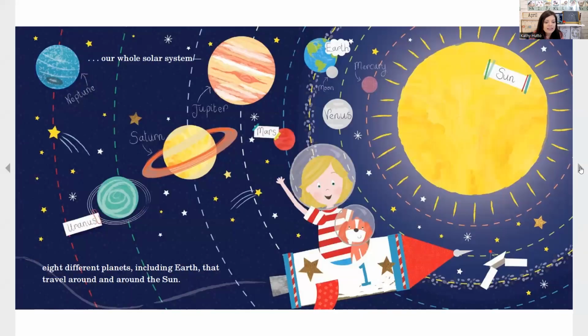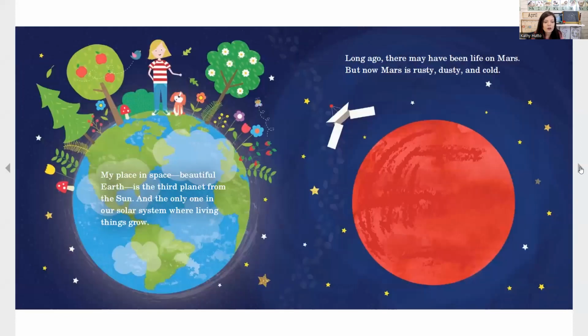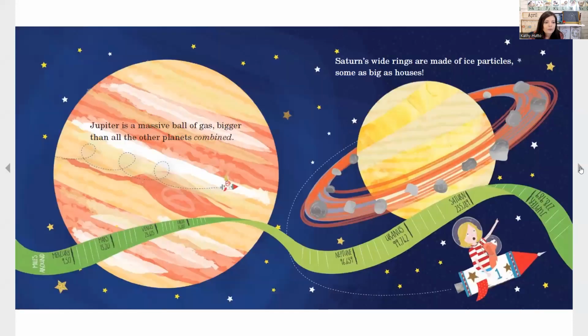8 different planets, including Earth, that travel around and around the sun. On Mercury, the planet closest to the sun, days are burning hot and nights are icy cold. The sun comes up in the west on Venus. Its gleaming cloud cover makes it the brightest planet of them all. My place in space, beautiful Earth, is the 3rd planet from the sun and the only one in our solar system where living things grow. Mars is next. Mars is rusty, dusty, and cold.